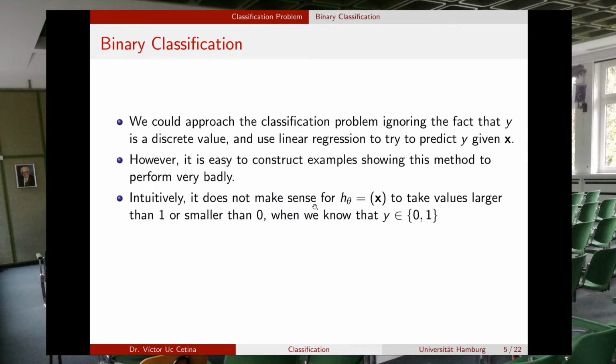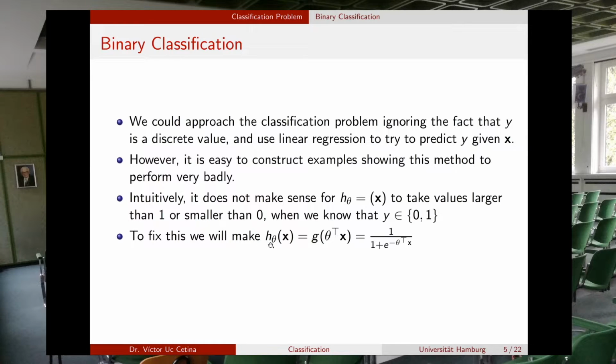Intuitively, it does not make sense for our hypothesis h to take values larger than 1 or smaller than 0, because we can have only labels like spam to be 1 or non-spam to be 0. So the only possibilities that we can have are 0 and 1. So it doesn't make sense for our h to output any number.